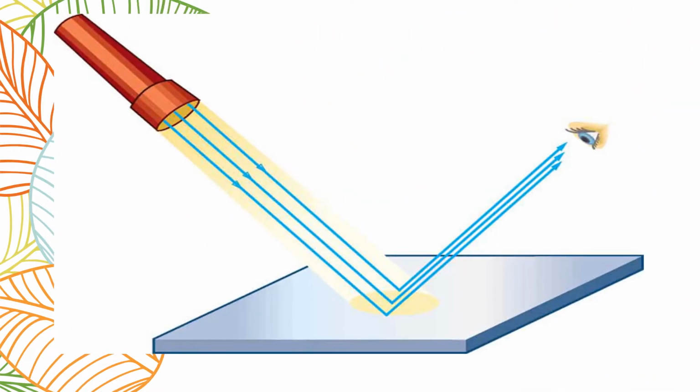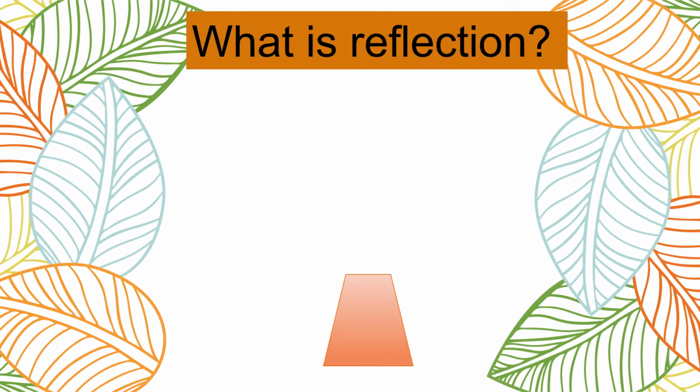Observe what happens to the light rays of the flashlight as it hits on the surface. What happens to the light rays? Maybe you answer that the light rays bounce back. What do you call that bouncing of light rays? Probably your answer is reflection. Yes, very good. It is a reflection. But what is reflection?